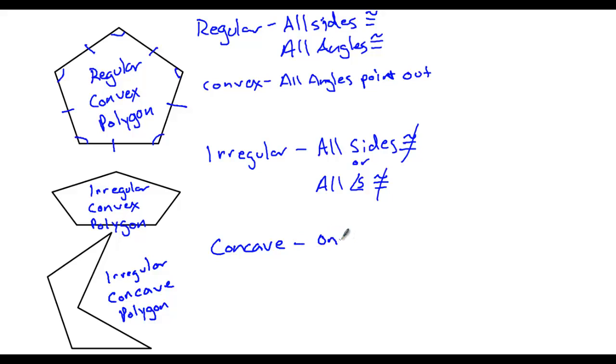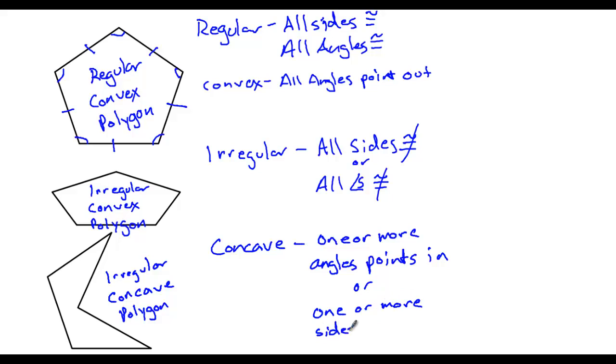The word that you need to know out of this is concave, and it just means one or more angles point in, or you could say one or more sides is caved in, if that makes sense to you. Whatever helps you remember it, but concave means caved in. Looks like when you got your learner's permit and hit it with your car.